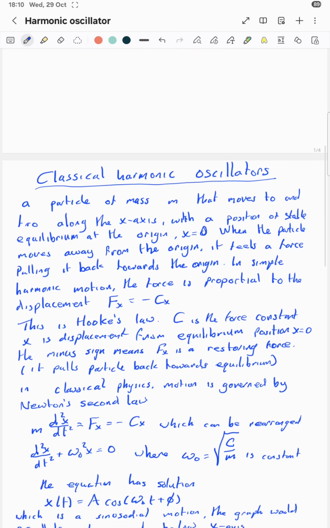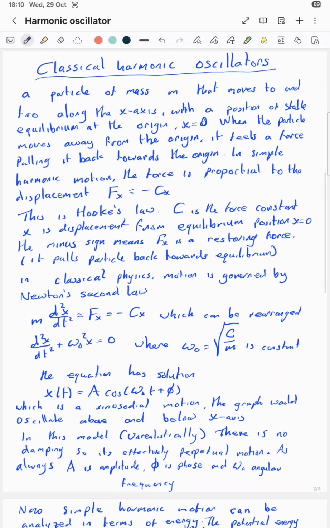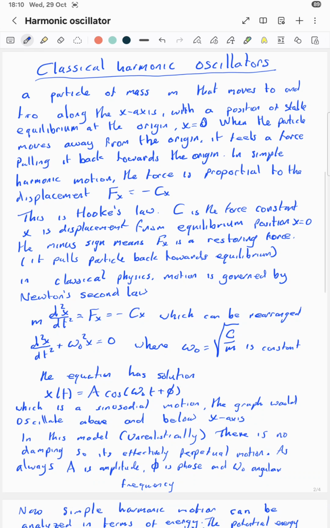Now let's start with the oscillators. A classical harmonic oscillator. Consider a particle of mass m that moves to and fro along the x-axis with a position of stable equilibrium at the origin, x equals 0. When the particle moves away from the origin, it feels a force pulling it back towards the origin.